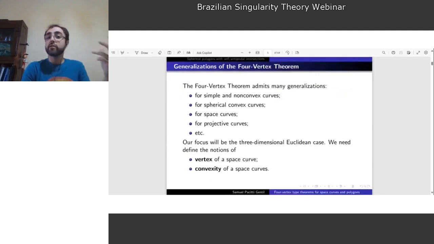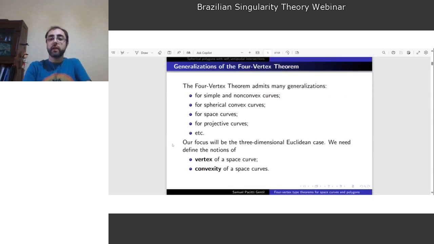It will be convenient to assume that such curves do not contain any segments, otherwise this theorem would be trivial. And this theorem admits many generalizations, which were proved along the years after Mukhopadhyaya proved his theorem. This theorem can be generalized for curves which are not convex, also for spherical convex curves, for space curves, and also, interestingly, for projective curves. Our focus will be the three-dimensional Euclidean case, but it's important to notice that there is a very interesting theory regarding generalizations of this theorem.